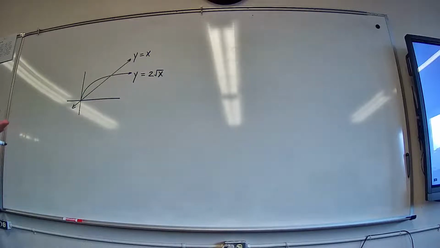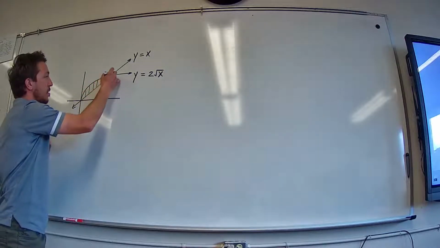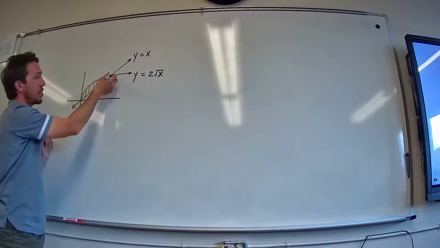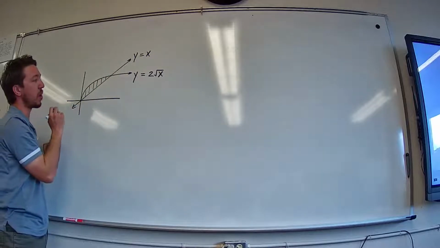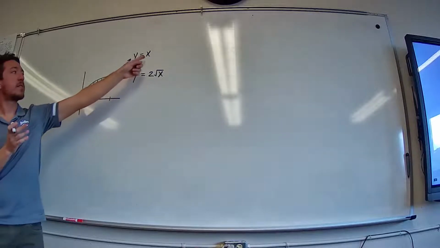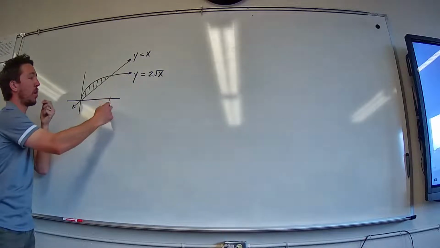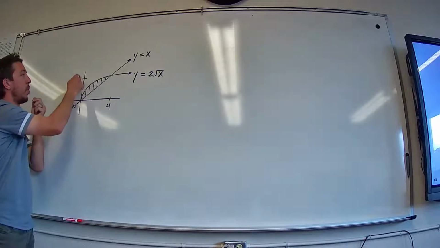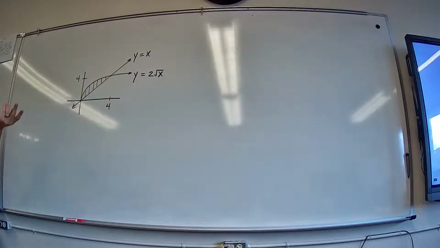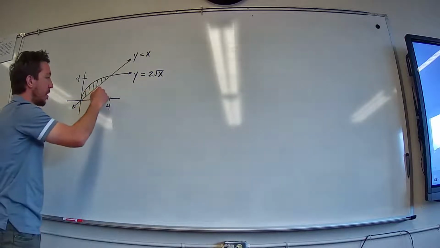We're going to revolve this around the x-axis, and we're actually going to evaluate it, so more practice. What's the x value where these two curves cross? 1 doesn't work because 1 and 1 versus 1 and 2. 4 gets us there. Okay. Revolve.